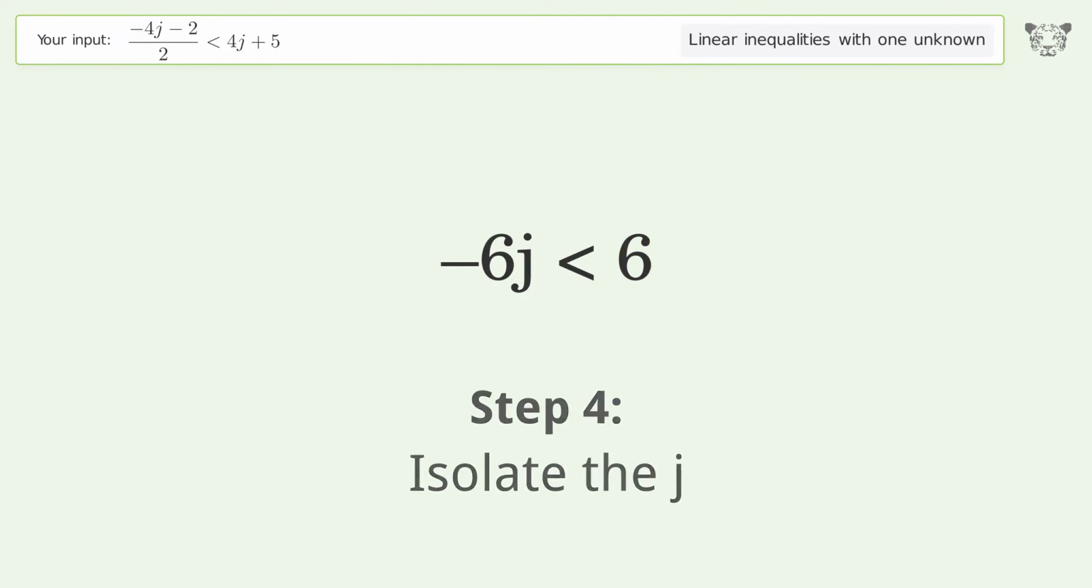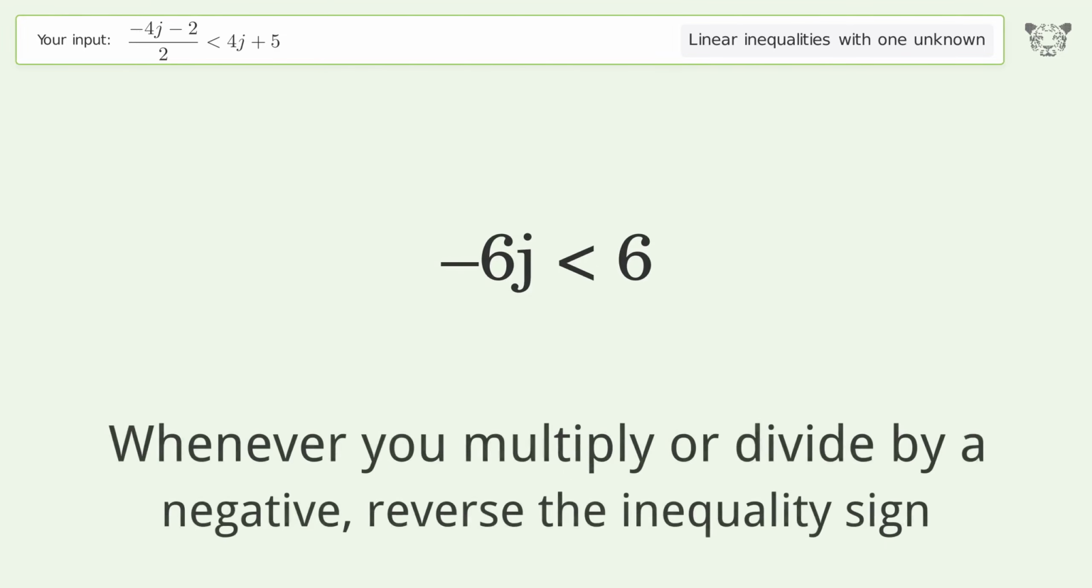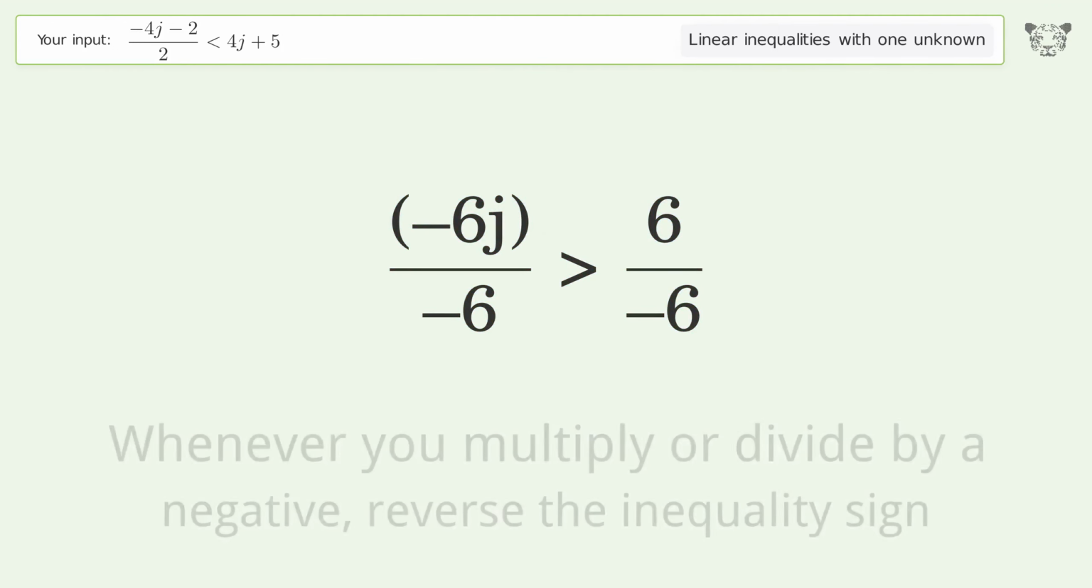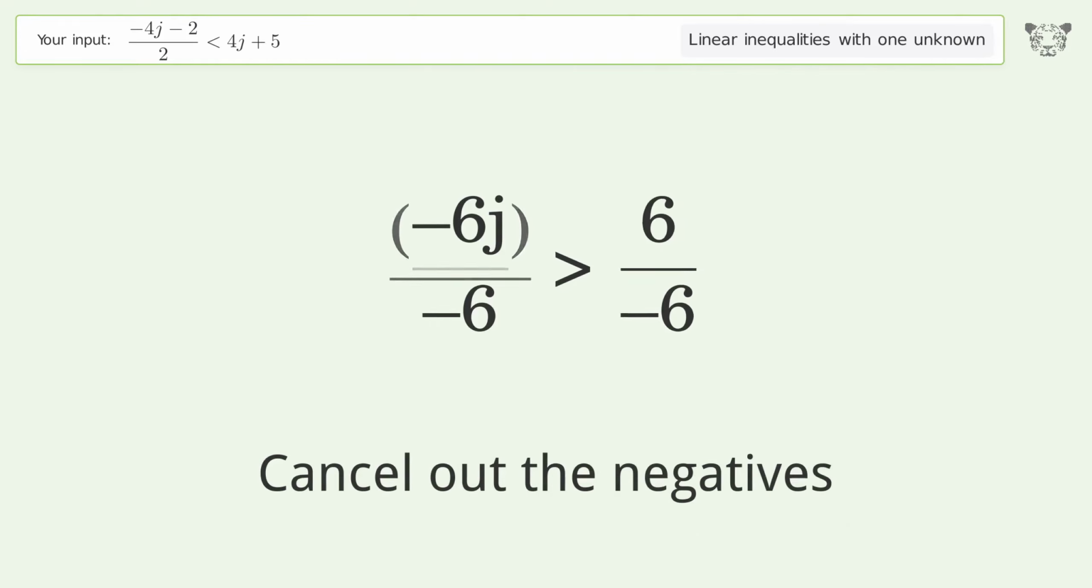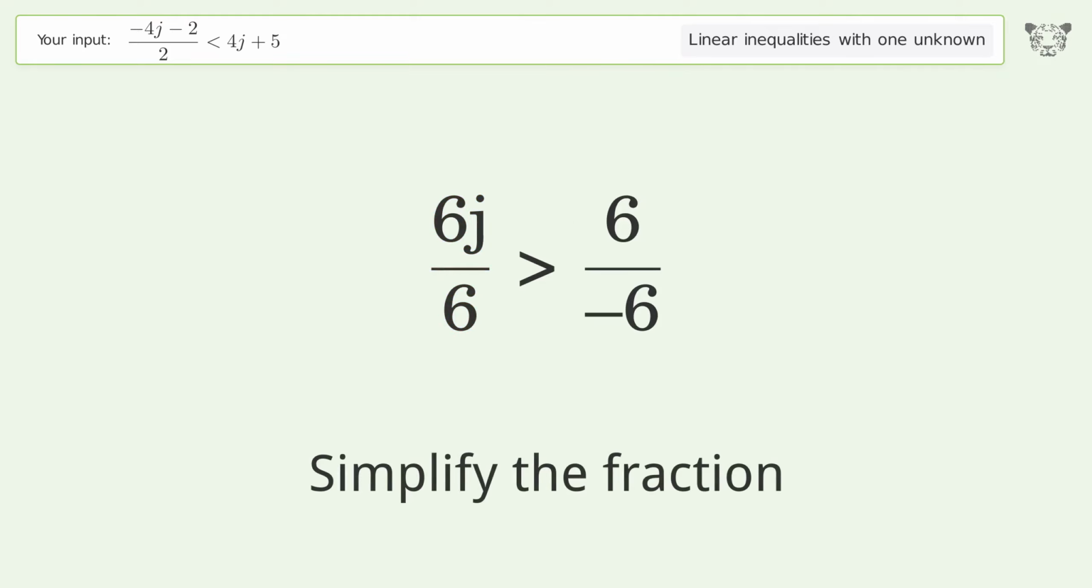Isolate the j. Divide both sides by -6. Whenever you multiply or divide by a negative, reverse the inequality sign. Cancel out the negatives. Simplify the fraction.